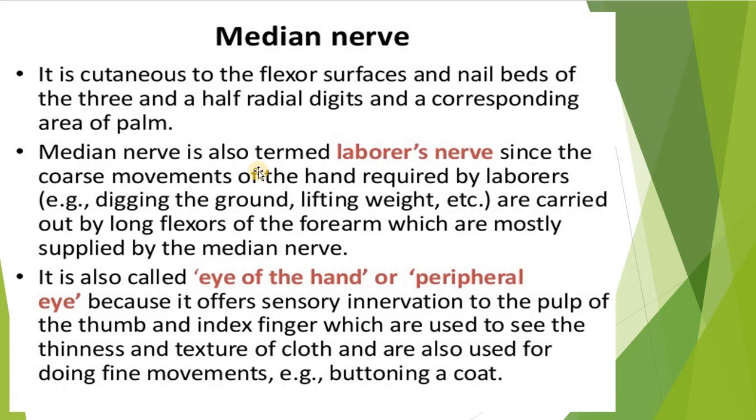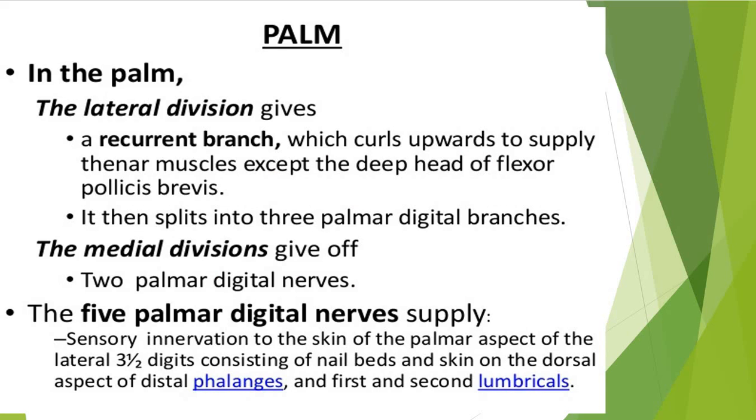The median nerve is also termed the laborer's nerve, since the movements of the hand required for digging and lifting weights are carried out by the long flexors of the forearm, which are commonly supplied by the median nerve. It is also called the eye of the hand or the peripheral eye, because it offers sensory innervation to the pulp of the thumb and the index finger, which is used to feel the thinness and texture of cloth, and also to do fine movements, for example buttoning your shirt, as you can see.